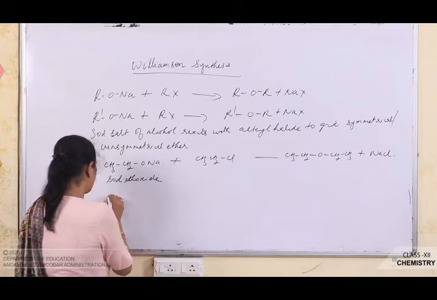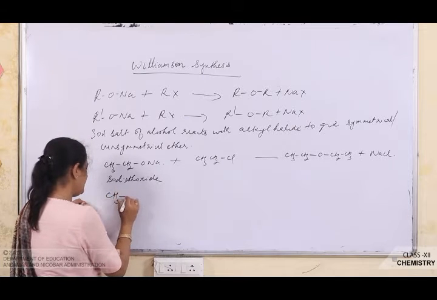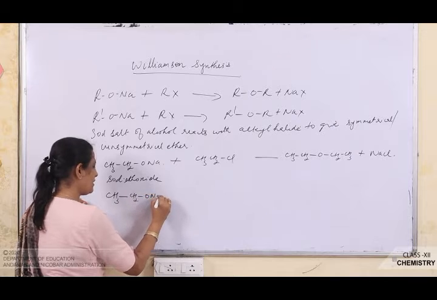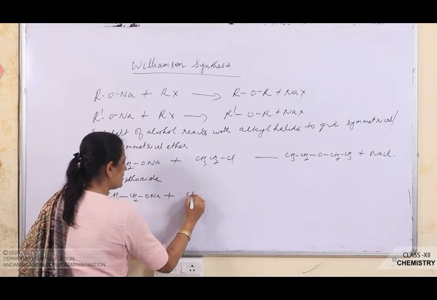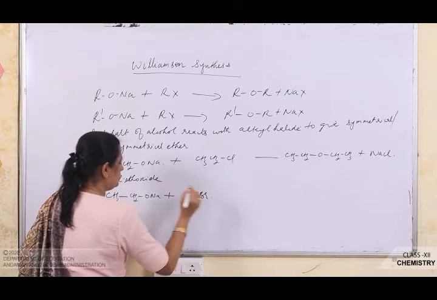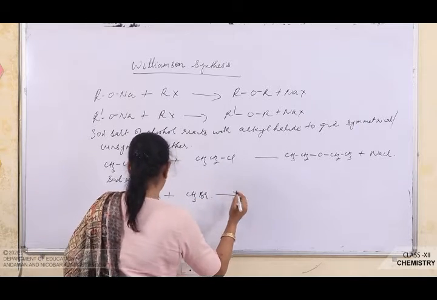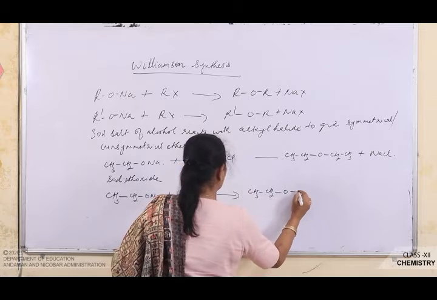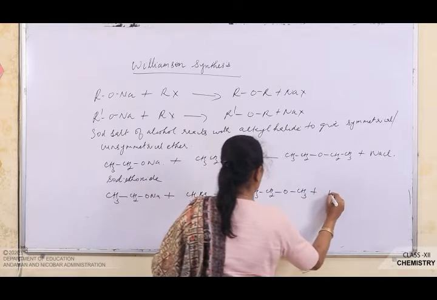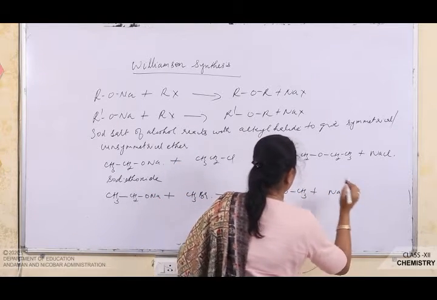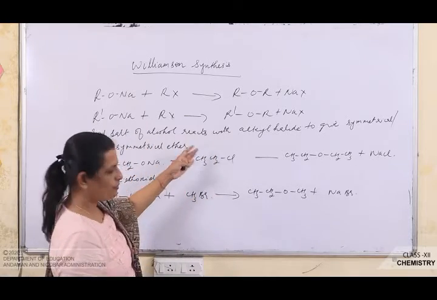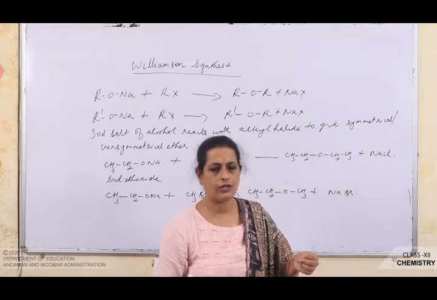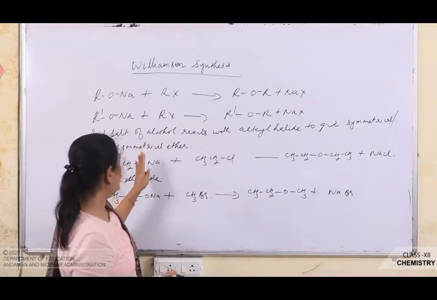Next I am going to take is CH3CH2ONa plus CH3Br. So, here you are going to get what? CH3CH2OCH3 plus NaBr. So, this is what? Unsymmetrical ether. So, both are what? Primary only. Now, by this method you can prepare secondary as well as what? Tertiary. So, is it clear?